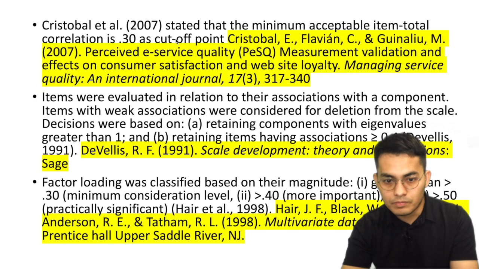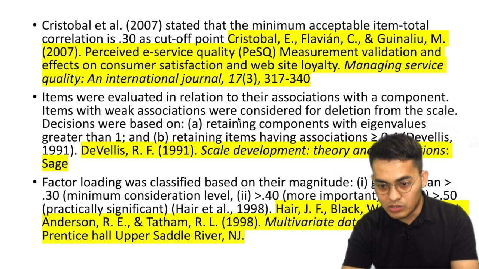Now I'm going to show you the literature. Here, Cristobal said the minimum acceptable item-total correlation, this is the inter-item correlation, right? So the cutoff point is 0.30. So this is the literature for the decision that we made to keep the items. Items were evaluated in relation to their association with a component. Items with weak associations were considered for deletion from the scale. Decisions were based on retaining components with eigenvalues greater than 1 and retaining items having associations greater than or equal to 0.4. So as I told you before, I'm going to use 0.4 based on Hair et al. here.